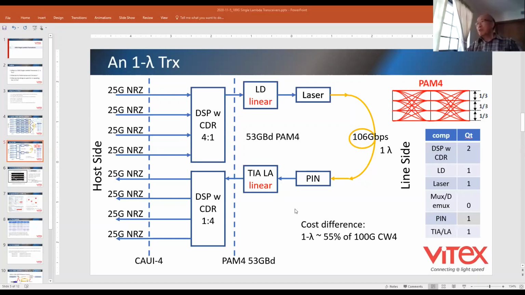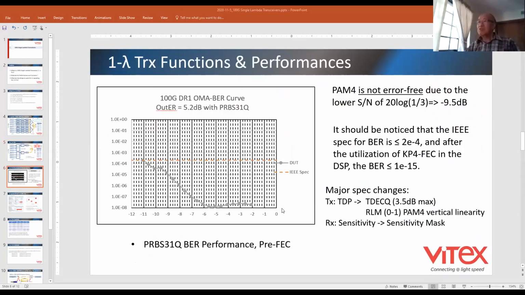So much for the configuration. Let me go to the next page. We give you some hands-on feeling about the performance of the single lambda. I intend to use this because it's so different from NRZ. When you operate PAM4, there is always error, just keep in mind. So you can see here on this side, there's the bit error rate.